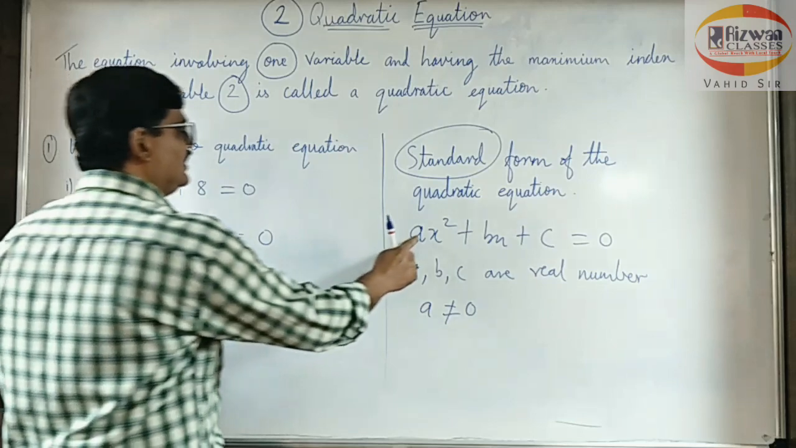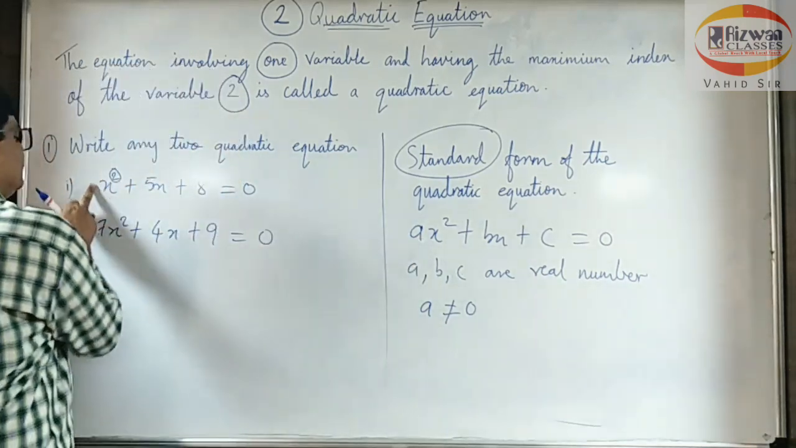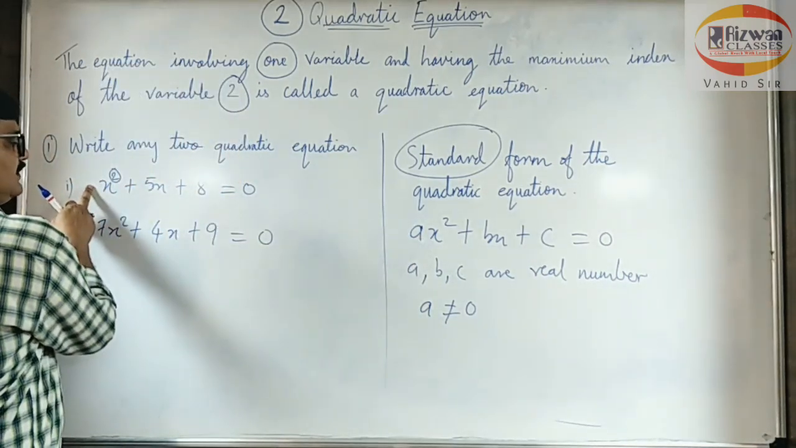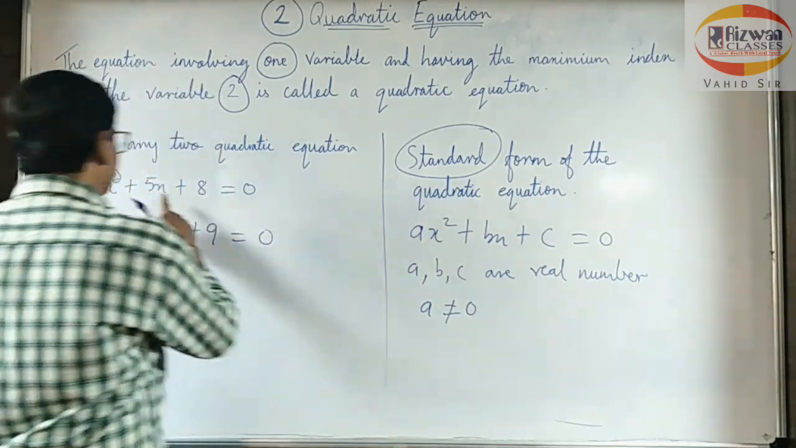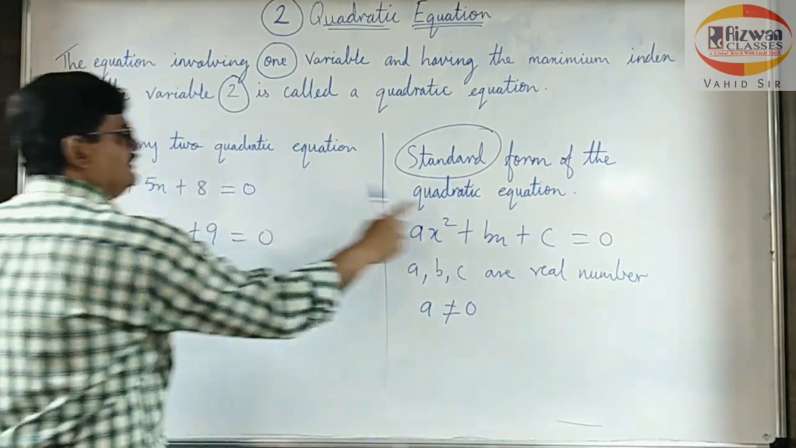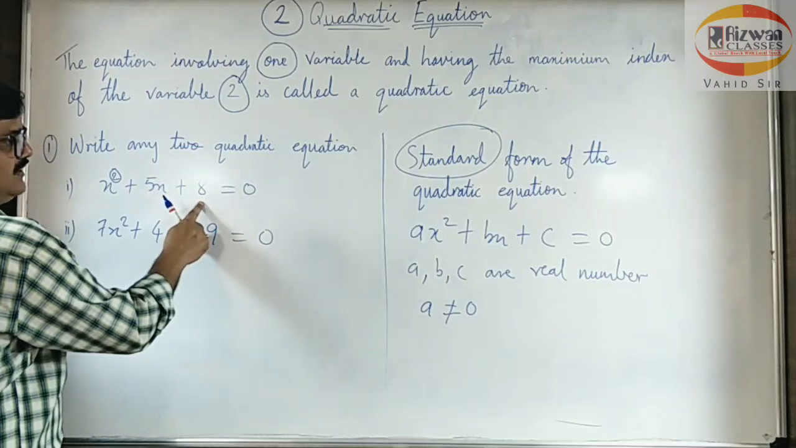If you check it out, that is ax square. That means here there is no number, means what? A is 1. And here plus bx. B stands for 5. And c stands for what? You can see that 8. Can you see that over there?